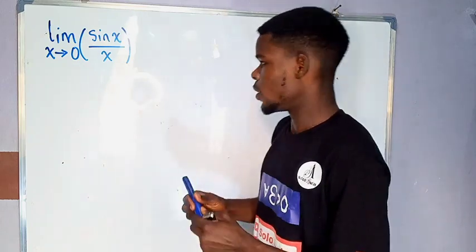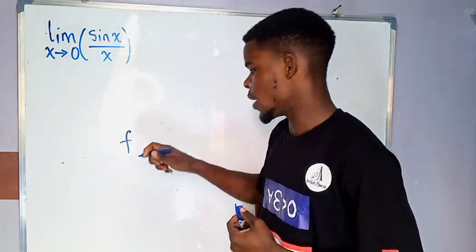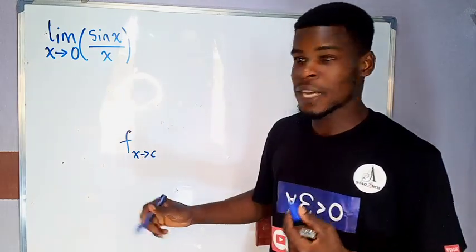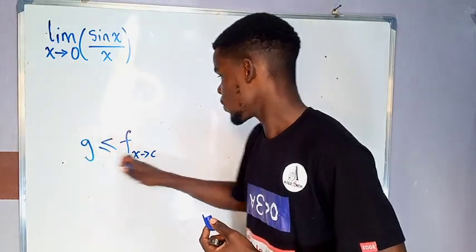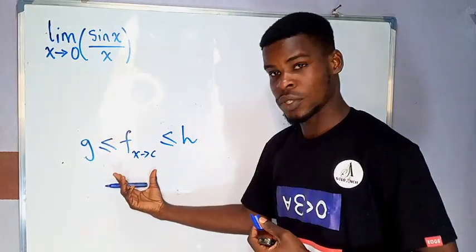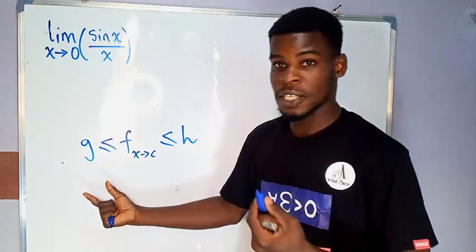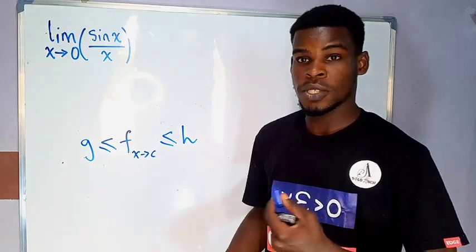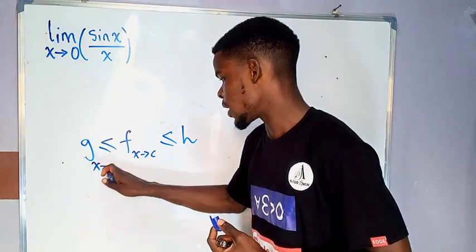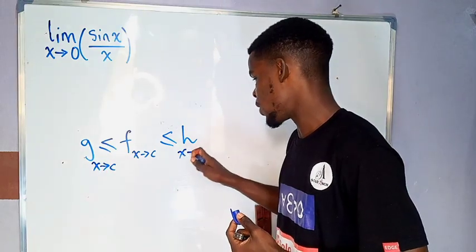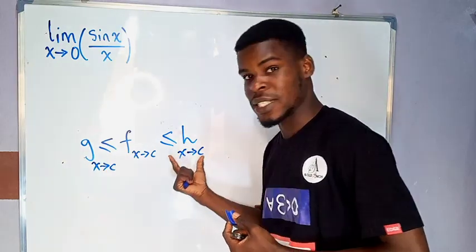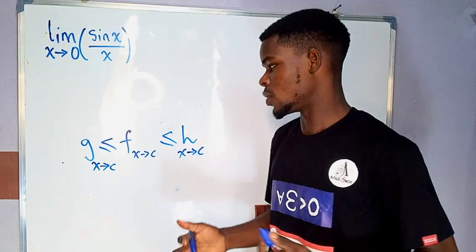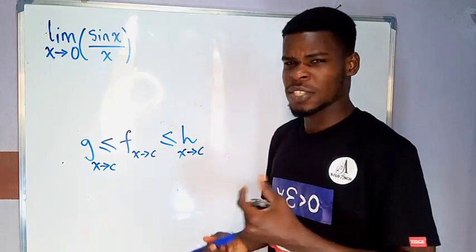Now let me put it this way: if you want to find the limit of this function f as x approaches a certain constant, let's say c, and you can find other functions, let's say g and h, such that g is on the left hand side of f and h is on the right hand side of f, that is, f lies between the two of them. Then if the limit of these two as x tends to c is the same, then the limit of f is the same as the limit of the functions at the boundaries, or on the edge of f. Good, that's just the Squeeze theorem.